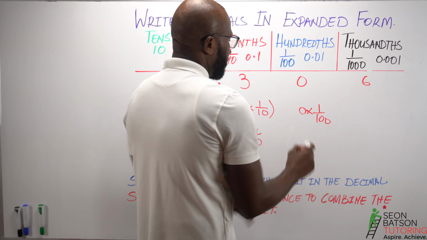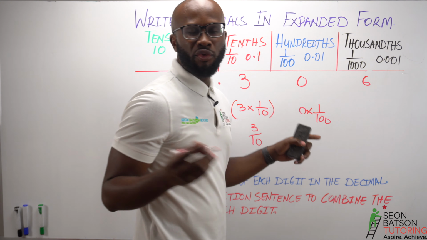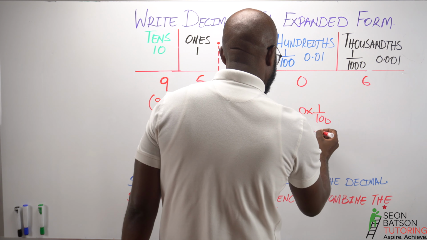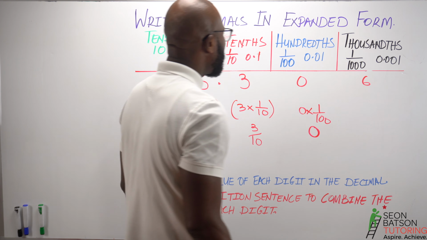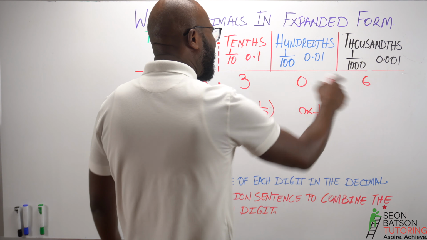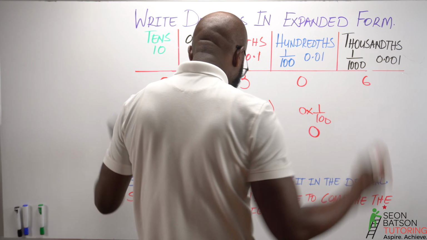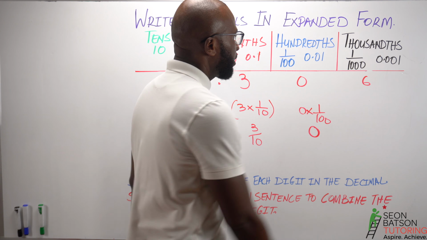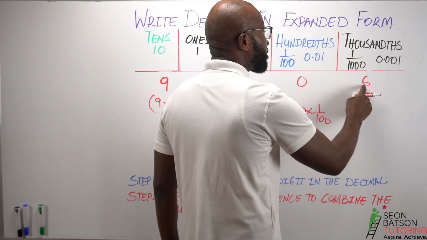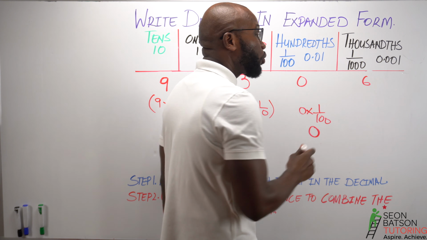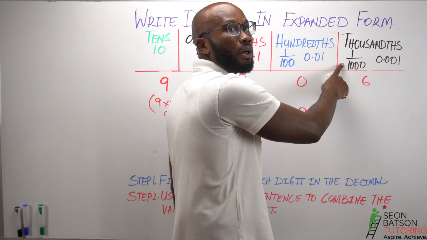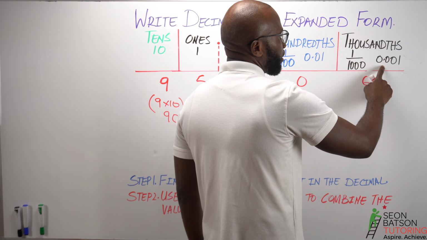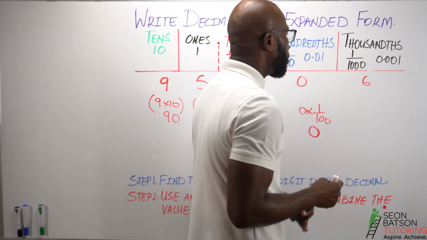Yes? What is 0 times 1 over 100? Well, remember, any value times 0 is 0. So, be a big 0 right here. Has no value. Yes? And lastly, let's get to the thousands place, because remember, we have to find the value of each digit. Now, to find the value of the 6, since the 6 is in the thousands place, we can either multiply 6 by the fraction 1 over 1,000 or 1,000th, or we can multiply 6 by the decimal 0.001, which is also 1,000th.